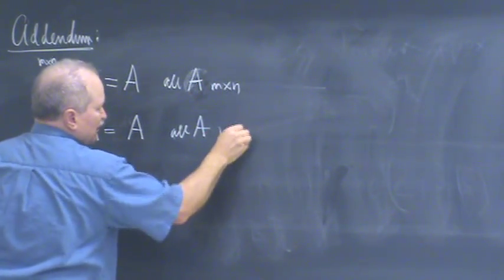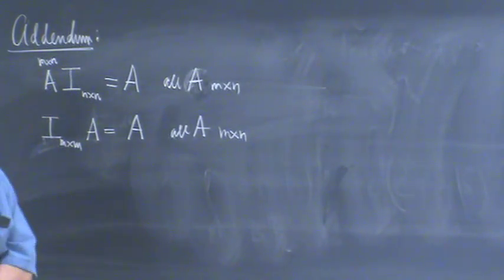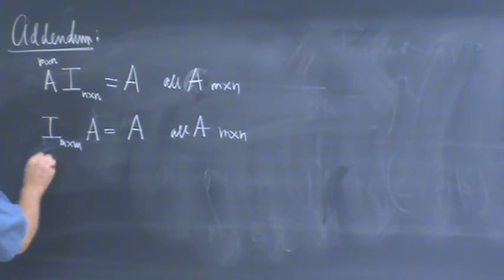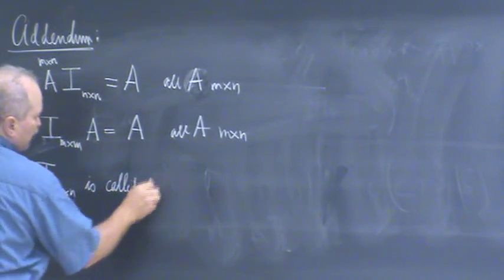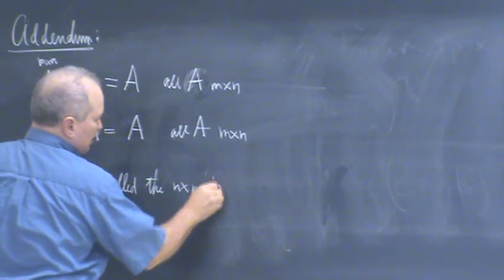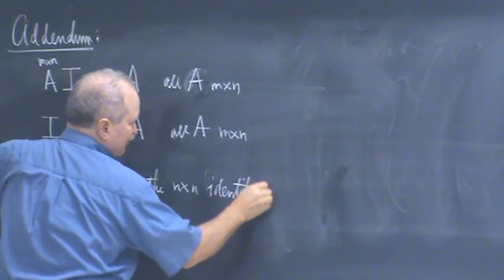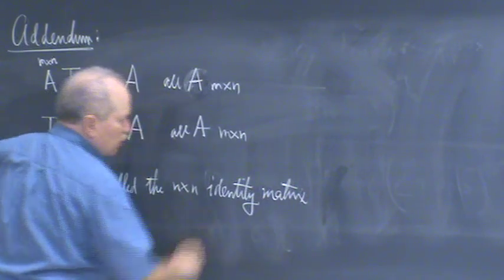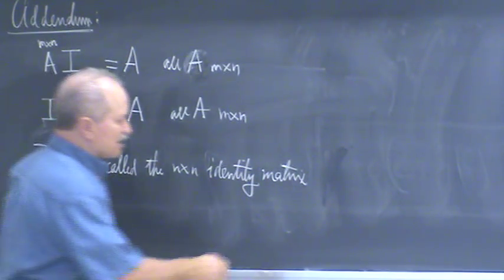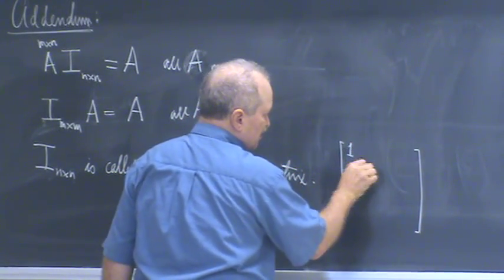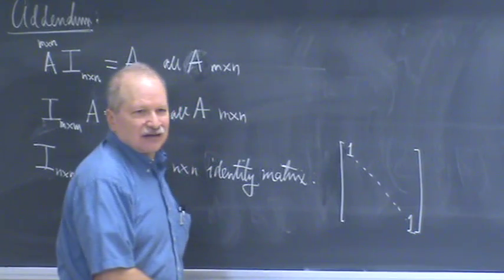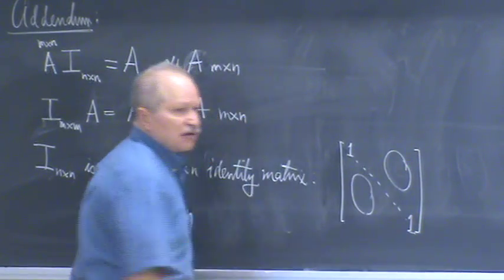This reminds you of what in the real numbers? Identity. The multiplicative identity, 1. So the question is, I'm not going to keep writing the n by n, but this is called the n by n identity matrix. And it's not too hard to figure out that the matrix that does that is the matrix that has 1s on the diagonal and 0s everywhere else.